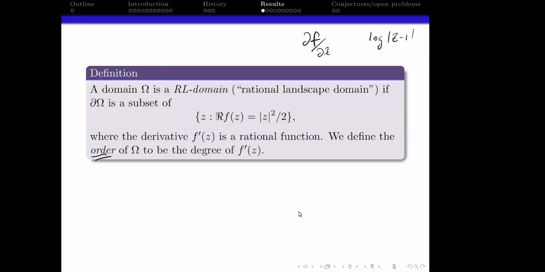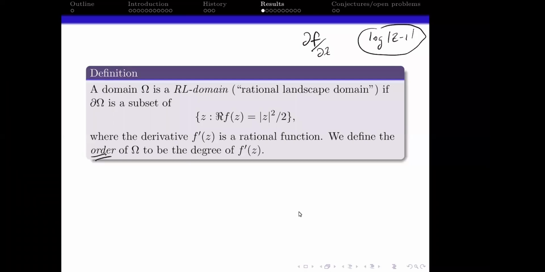Koushik, can I ask you a question? This is Sivagu here. Yeah. So your f here is not necessarily holomorphic, is it? Yeah, f need not be holomorphic. Like this example is valid, log mod z minus 1. Okay.